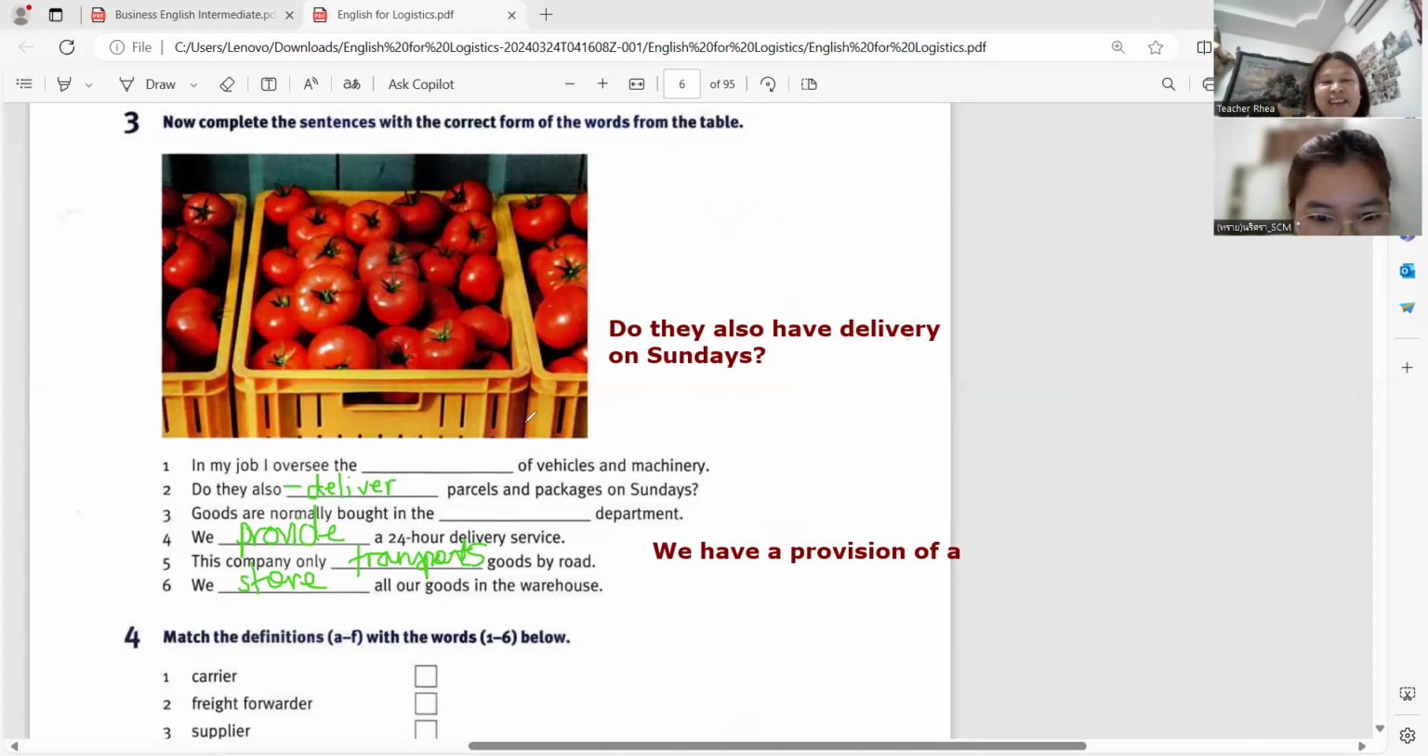Can you think of the word? Maintenance. Yes, in my job, I oversee the maintenance. Is it a verb or a noun? A noun. Yes, maintenance of vehicles and machinery. How about number 3?